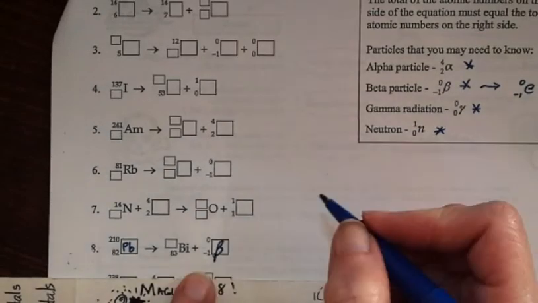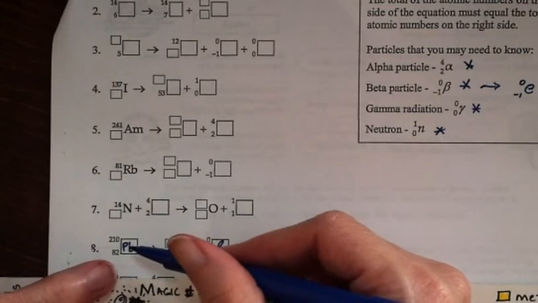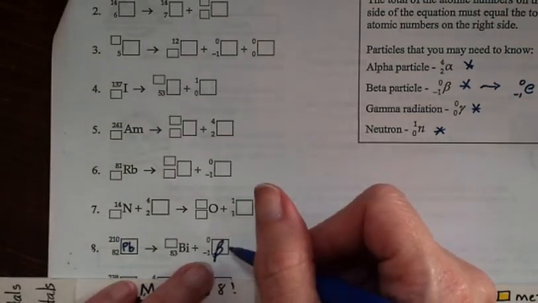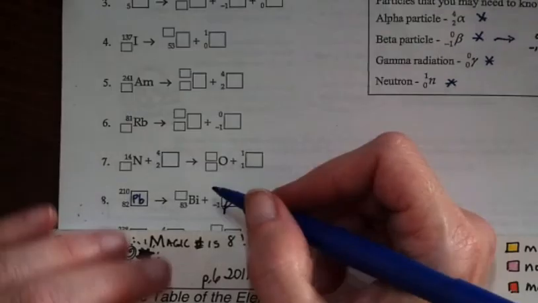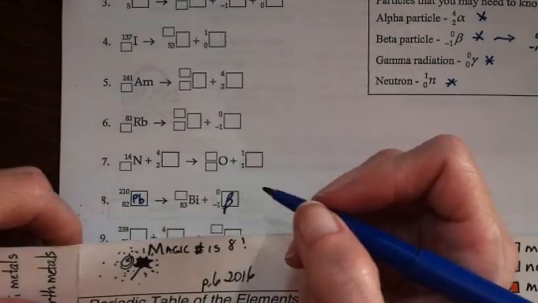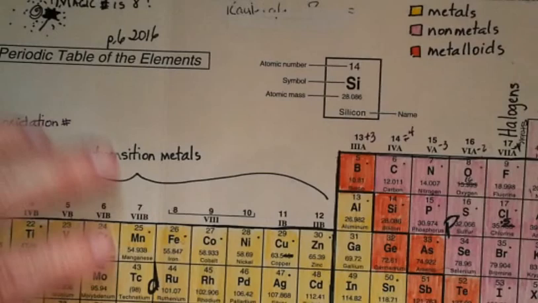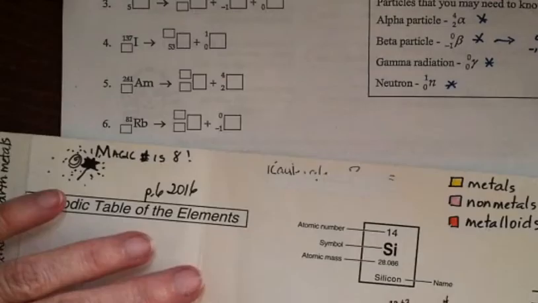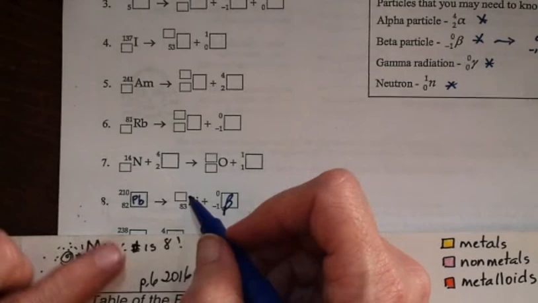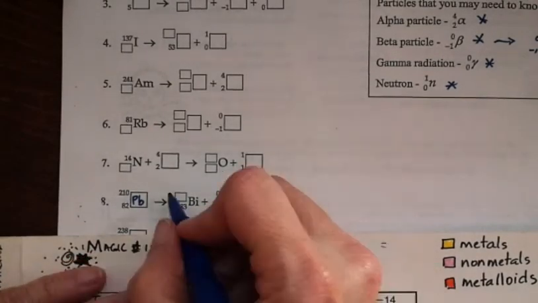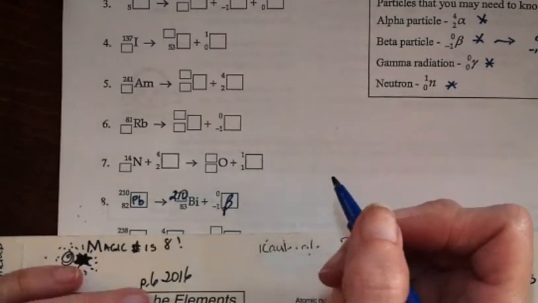So this lead is going to go through radioactive decay, and it's going to spit out some beta particles. Now, it's going to make beta particles, and it's going to change. It's no longer lead anymore. It's going to change into bismuth. Bismuth has an 83 as an atomic number, so we have 83 here for bismuth, but we need to know the mass number. 0 plus what is 210? Oh, hey, it's 210.